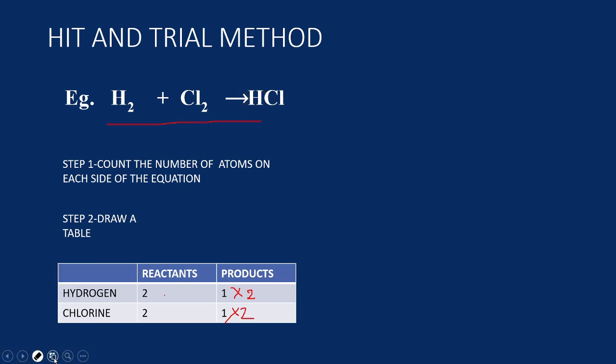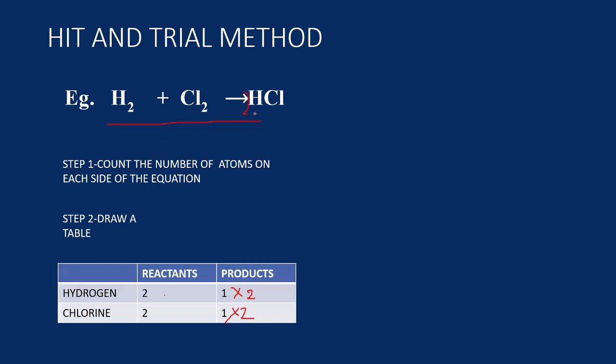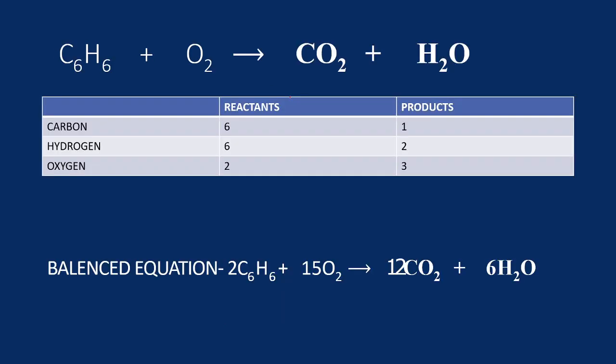So what we should do is we just need to write a 2 here. With 2 written here, we'll just make it 2H and 2Cl. So it's common for both as it's the coefficient. So we can write these two as balanced now. H2 plus Cl2 will give you 2HCl. This is a simple one.